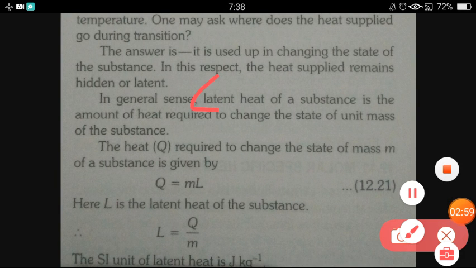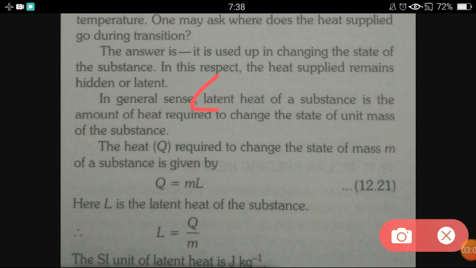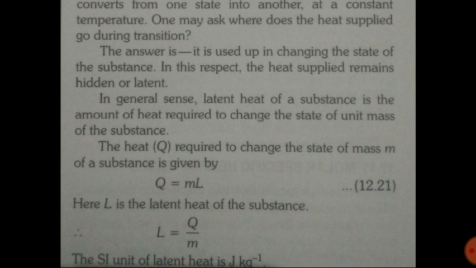Latent heat of a substance is the amount of heat required to change the state of unit mass of the substance. Whether the state is solid, liquid or gaseous, if we want to change the state, we have to give heat, and that is called the latent heat.